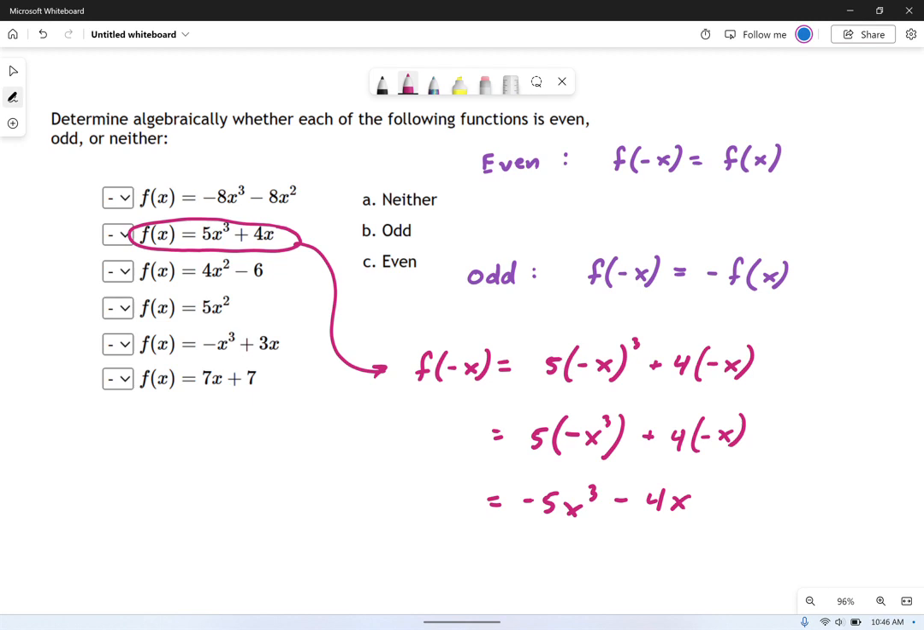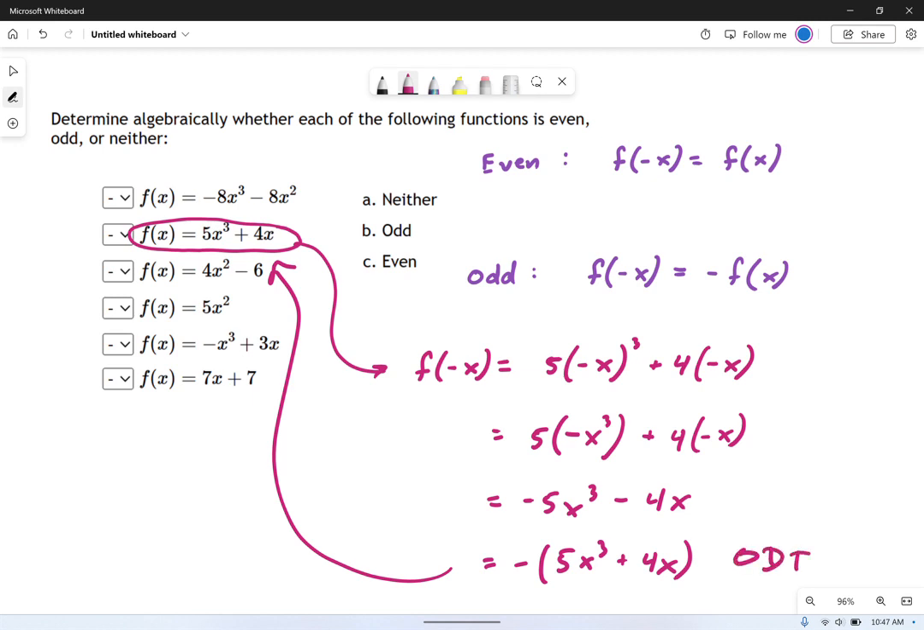And if I want, for argument's sake, I can factor out a negative, right? A factor of negative 1. So this becomes negative times 5x cubed plus 4x. I'm not trying to hoodwink anyone. You hopefully see how that progression goes. Now take a look back at the original function. Do you see how the only difference between what I got in the end and the original is a negative sign times the entire thing? That means this is odd. Okay, that's an odd function.